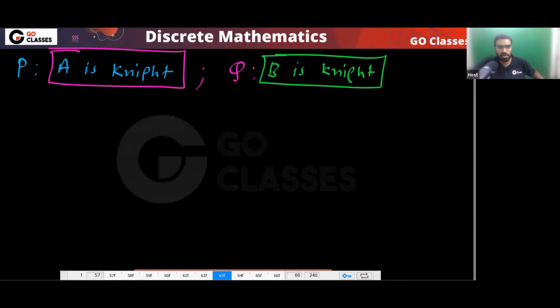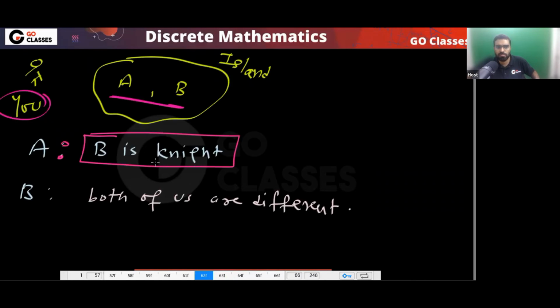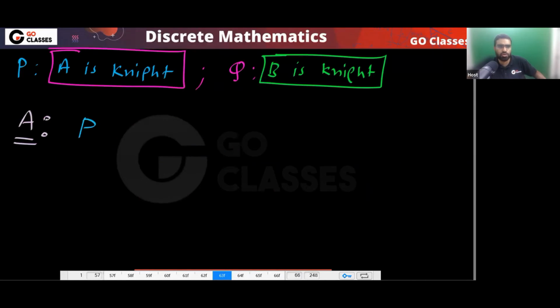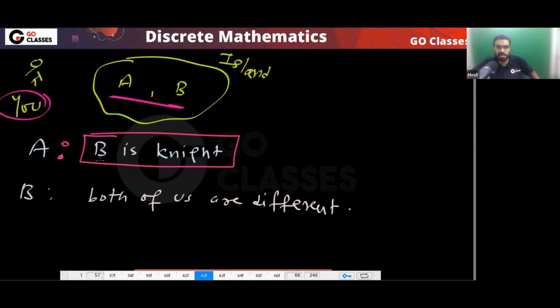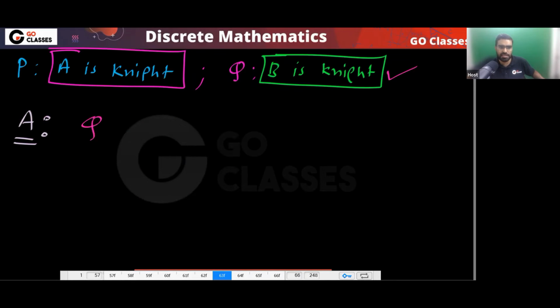So let's assume. Now tell me what A is saying. What A is saying, please tell me. A is saying Q is true, because A is saying that B is knight. So A is saying B is knight means A is saying Q. B is saying what? Can anyone tell me B is saying what?